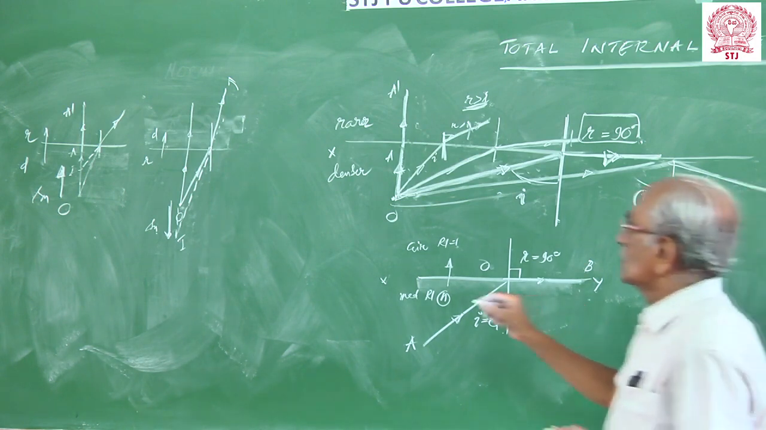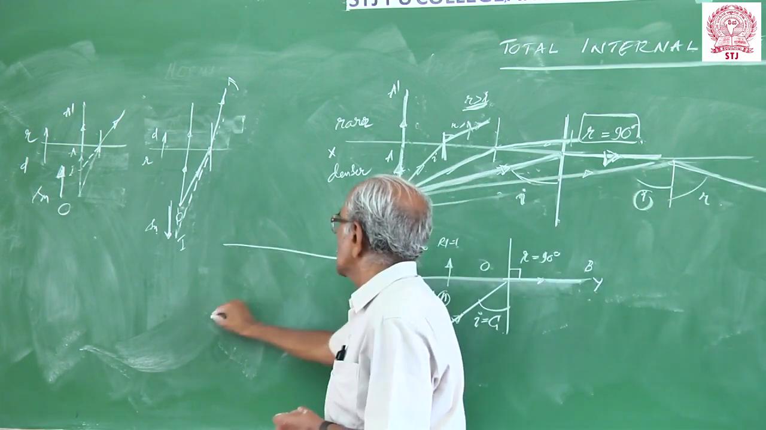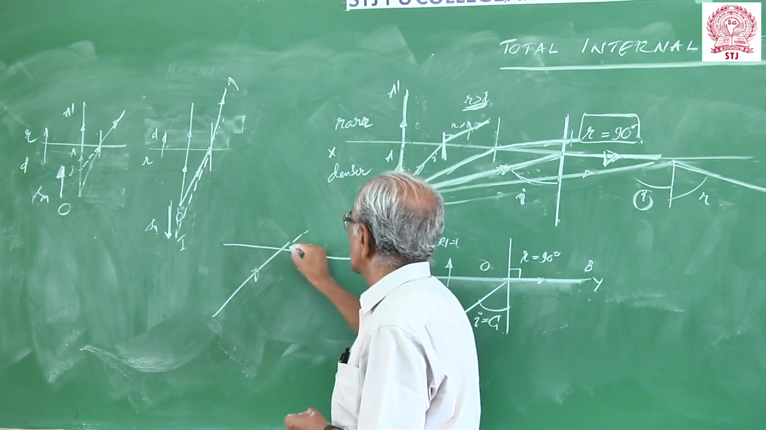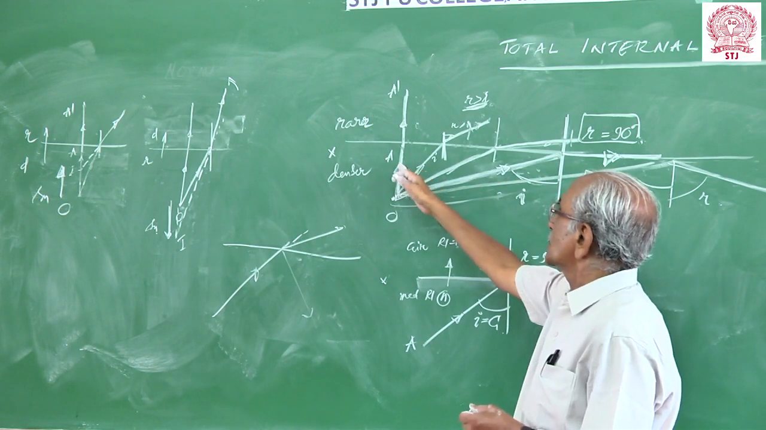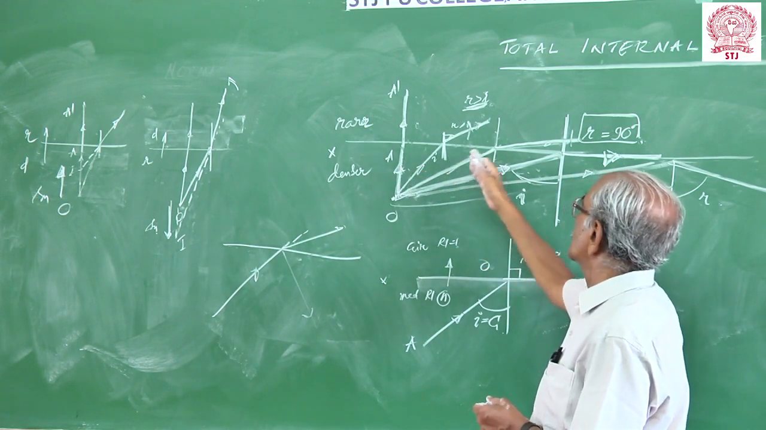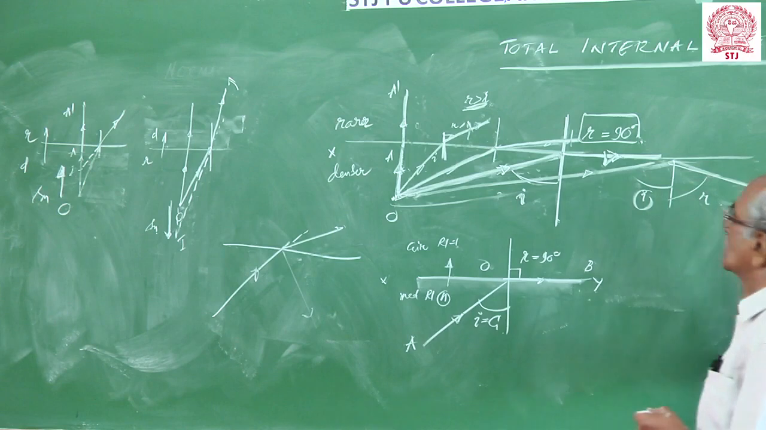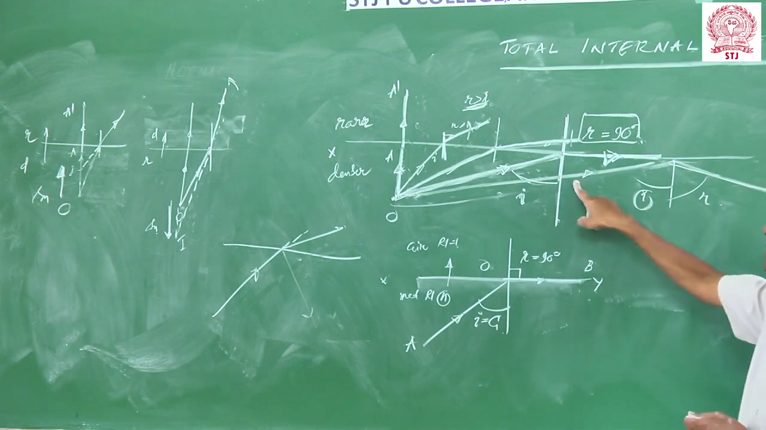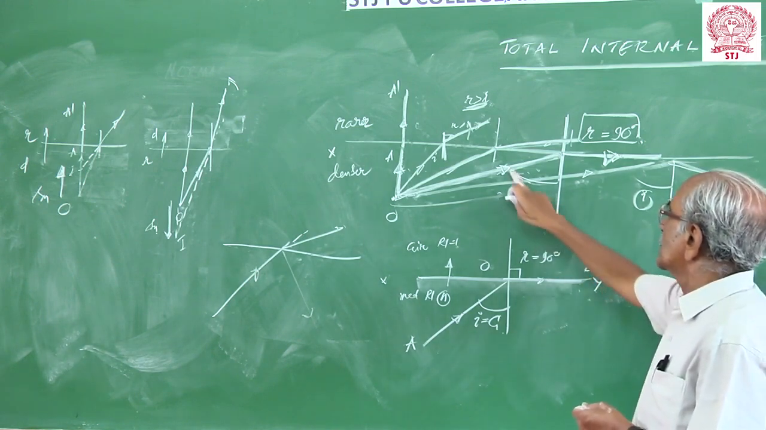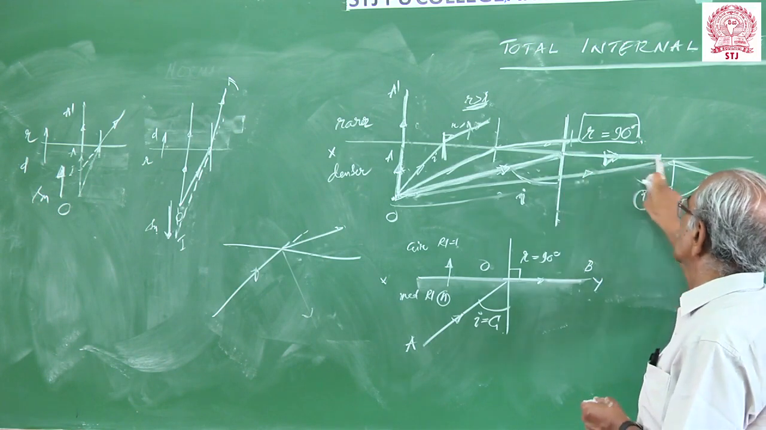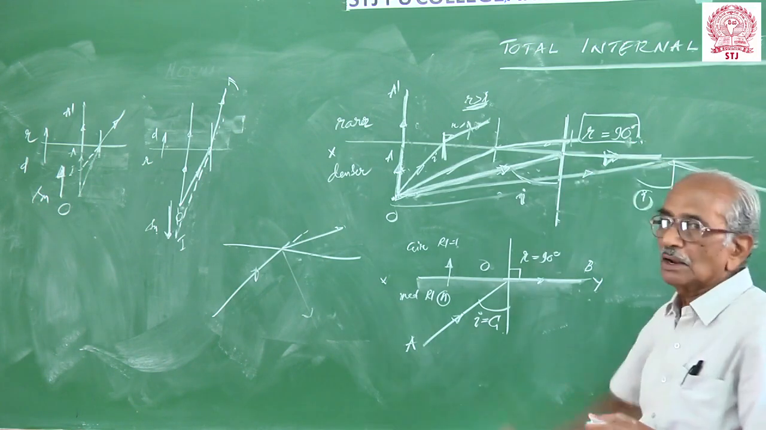Now here, when light goes from one medium to another, there is refraction as well as reflection. Here reflection is less, here reflection is more, but here it is total. All the 100% light comes back into the same medium, though there is no opaque medium like that. So that is total internal reflection. Now this angle of incidence, for which the angle of refraction is a right angle, is called the critical angle.